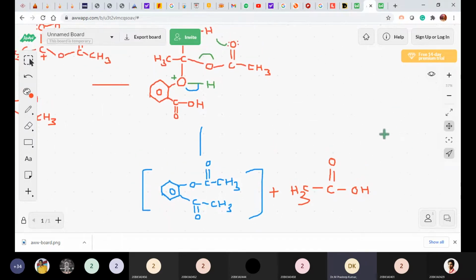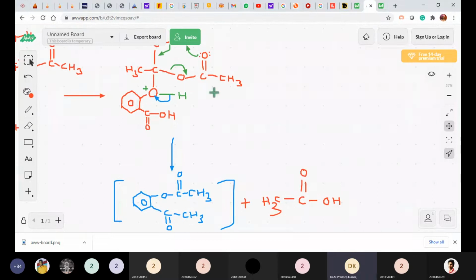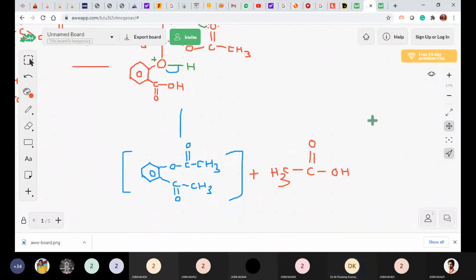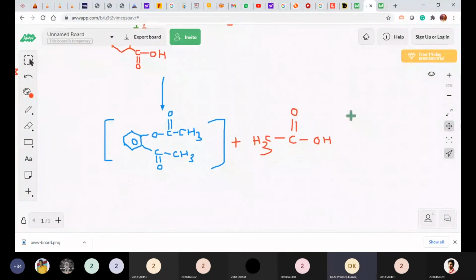Let me show you. See, this C double bond O, this C double bond O, and this C OH, and this H, this H. Okay, so this will make COOH. Did you understand? This is the mechanism, acetyl salicylic acid. Did you understand the mechanism?